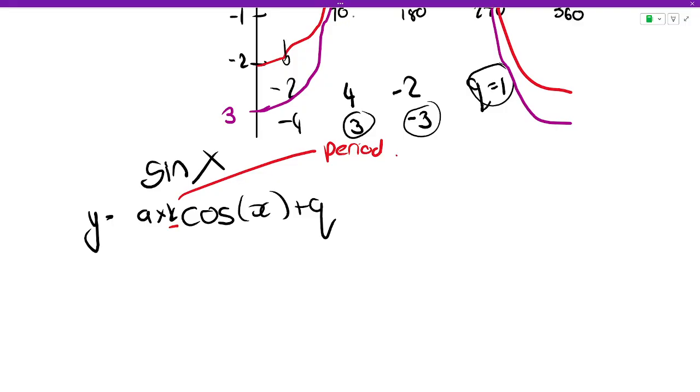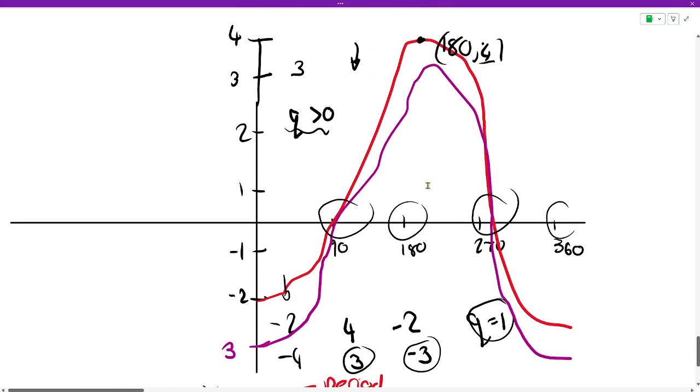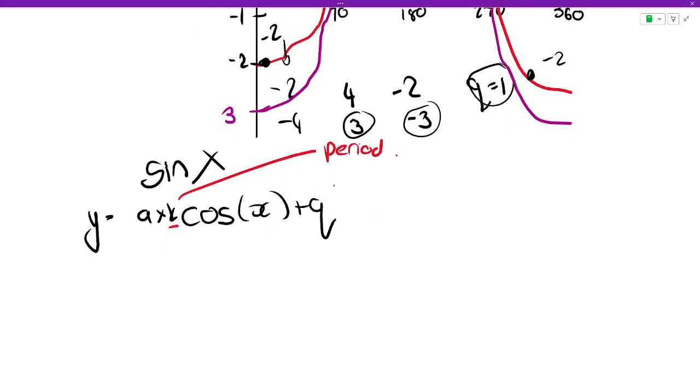So let's say now the period is one full cycle. From the start, let's say it starts at -2. When it comes back down to -2 again, that's one full period. That's one full cycle. So most of the time k is equal to 1. In tomorrow's test, it's also most likely 1. Now a is your amplitude. So max minus min over 2.